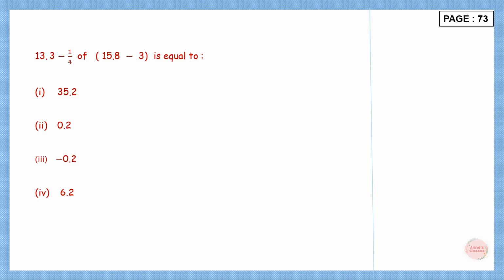Question 13. 3 minus 1 by 4 of this whole thing is equal to how much? So that is 3 minus 1 by 4 of 15.8 minus 3. So here children, you can see minus, you can see of, you can see BODMAS. According to BODMAS, brackets have to be done first. That means we should do this part first. So everything else remains the same. So let's write that. 3 minus 1 by 4 of means into.